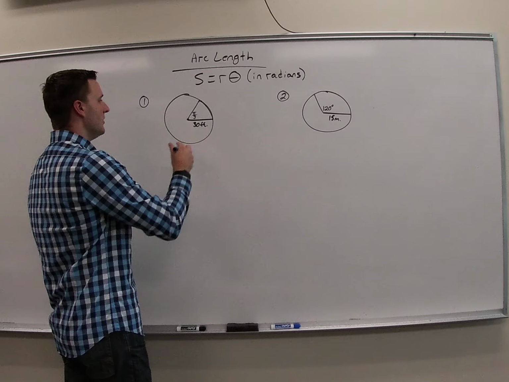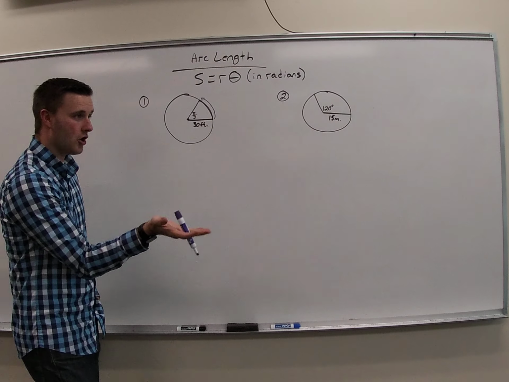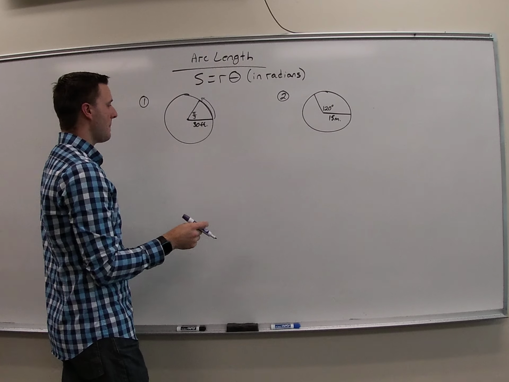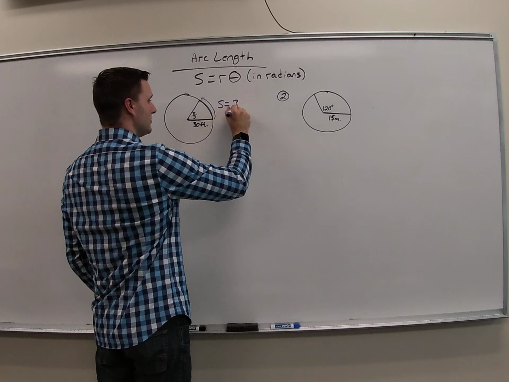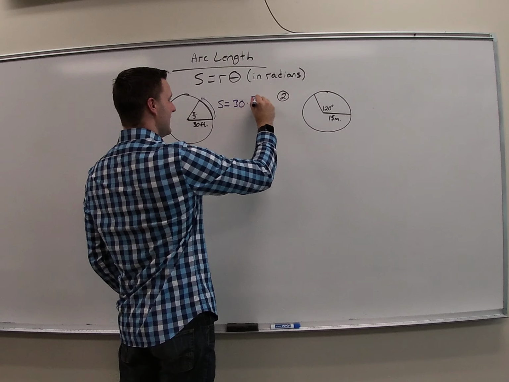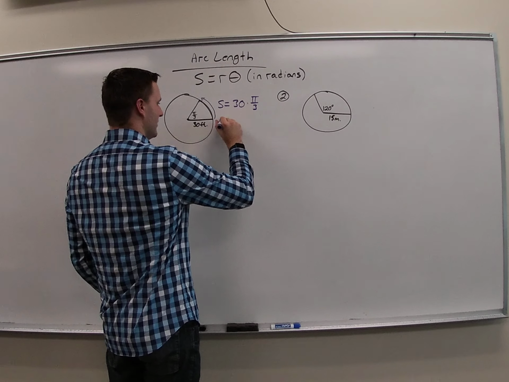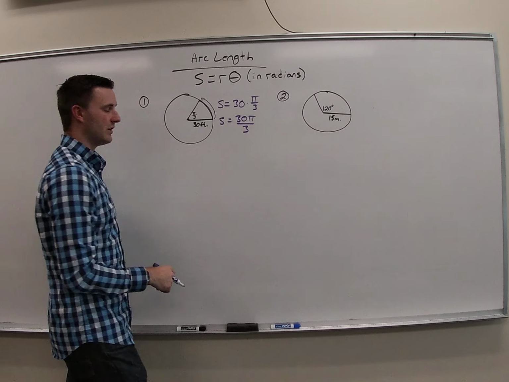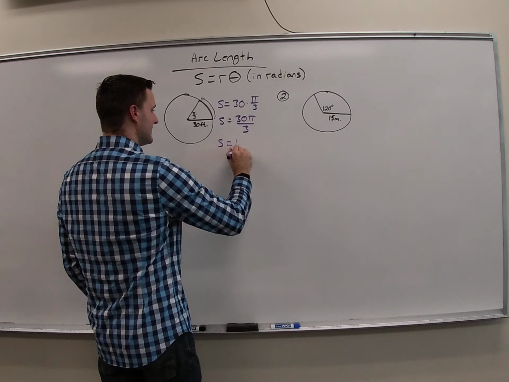So here's how this works. I want to know the distance from this edge of the circle up to here, the length of this small arc of the circle. How do I do that? S, which represents arc length, equals my radius, which is 30, times my theta in radians, so times pi over 3. What is 30 times pi over 3? We get that S equals 30 pi over 3. Can that reduce? Yes, 30 divided by 3 is 10. So our arc length is 10 pi.